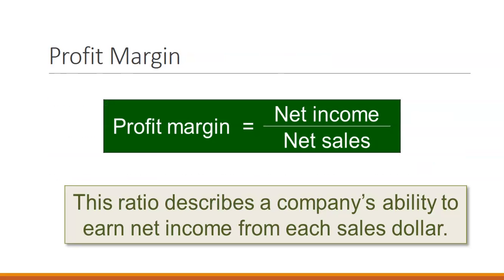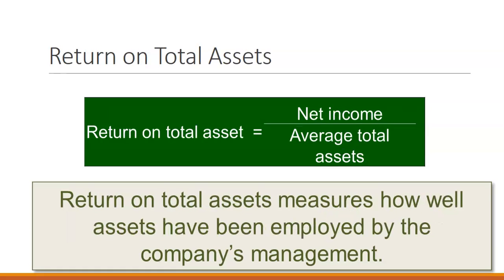Profit margin is net income divided by net sales. This is how much income we make from each dollar of sales. Again, looking at how much income we generate versus the amount of expenses that we have. Return on total assets is net income divided by average total assets. How well we utilize our assets to generate money for the company.